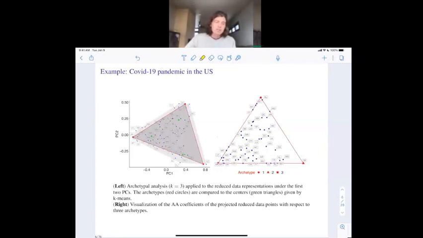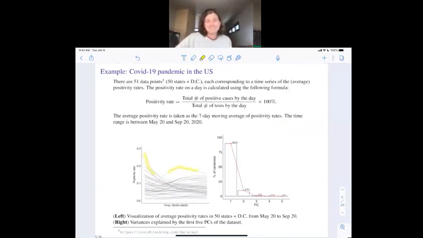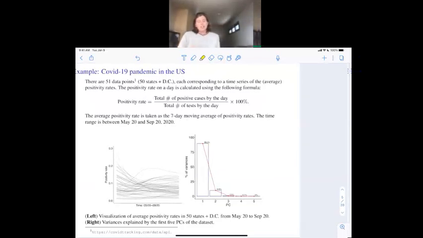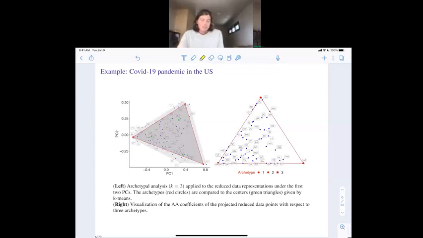Sorry, can I just ask a clarification? Yeah, sure. So do we think about this as a 51-dimensional data set and every day is giving a separate data point? No, sorry. I want you to think about this as 51 data points in 120 dimensional space. So each dimension corresponds to a different day. Okay, thanks.